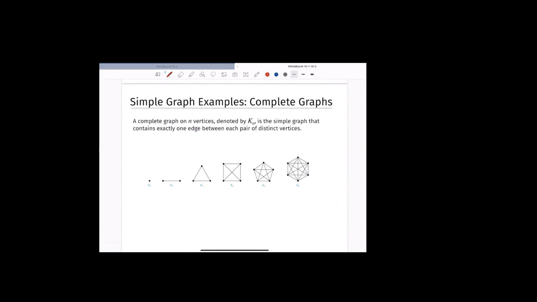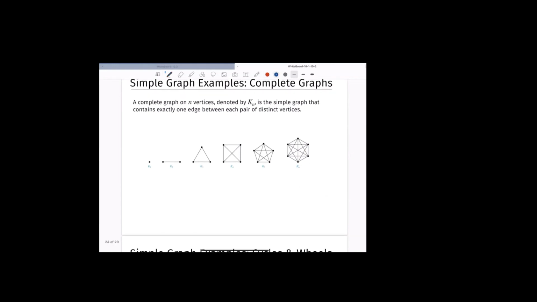Okay, so now we'll be dealing with undirected graphs, and we'll give a classification of these graphs. Certain kinds of those graphs will be useful to model certain real-world situations more so than others. One of those graphs that is useful is called a complete graph on n vertices. So what does that mean?